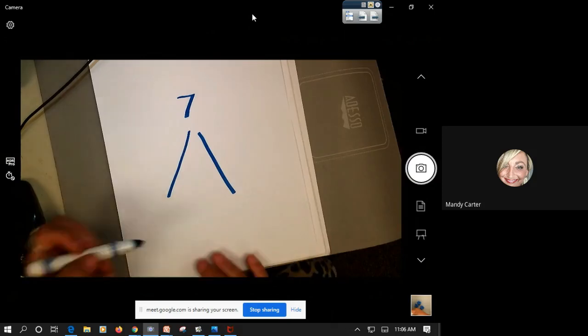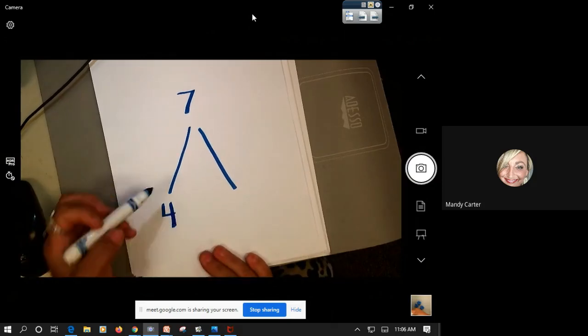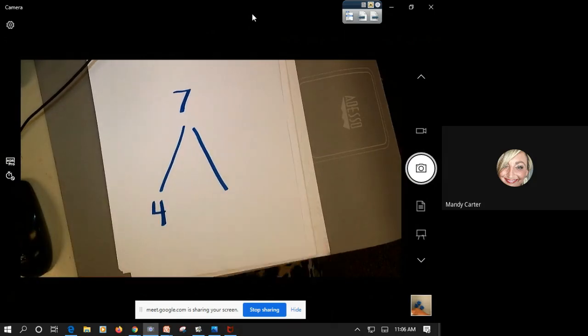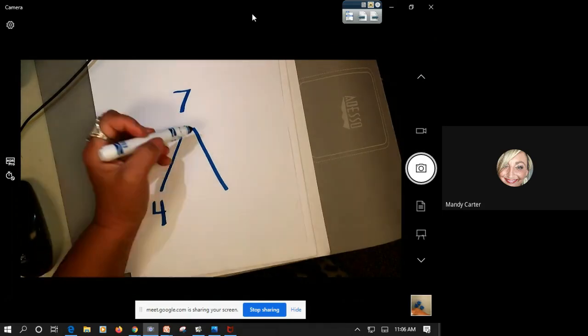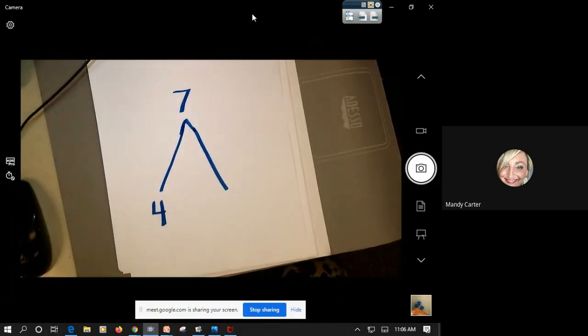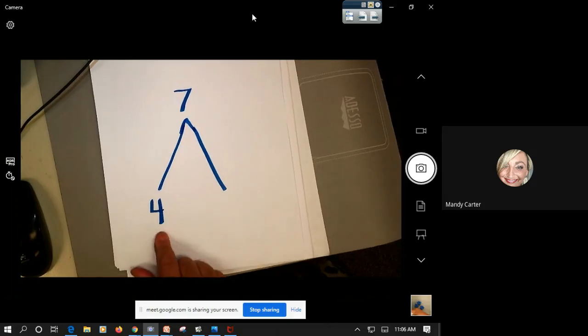And on one side, we know there's 4. So this is what you're going to have at home to do when you do it. And so what I want you to do is just think, what can you put with a 4 to make a 7?